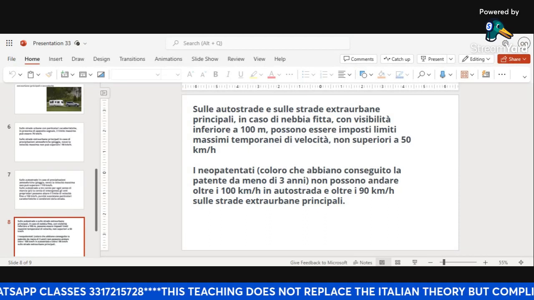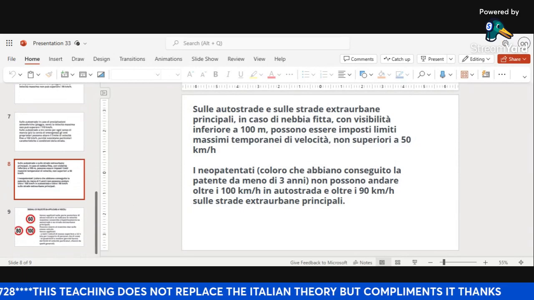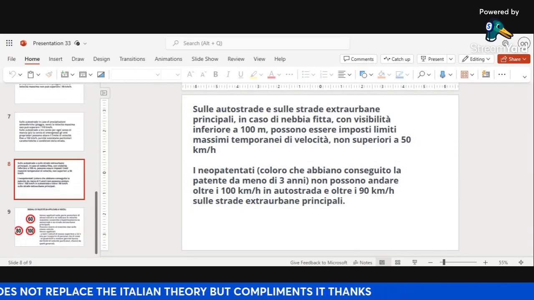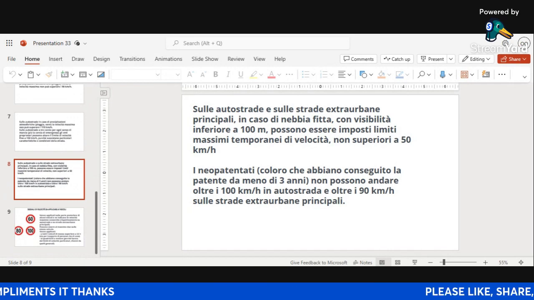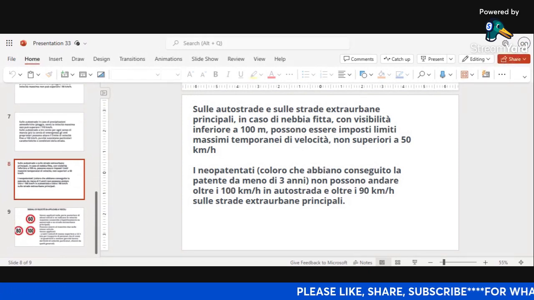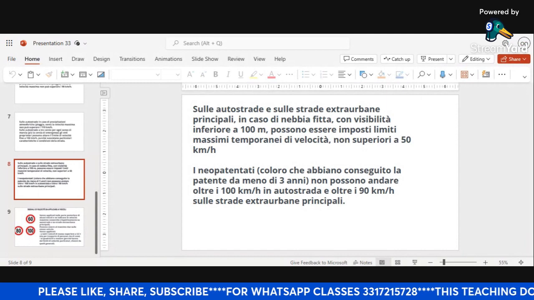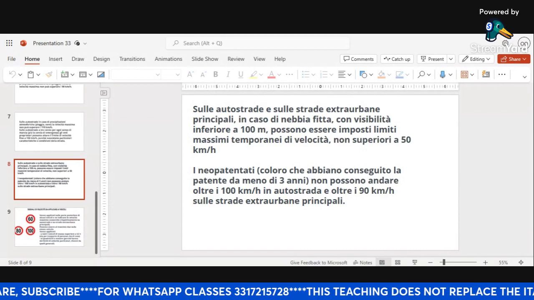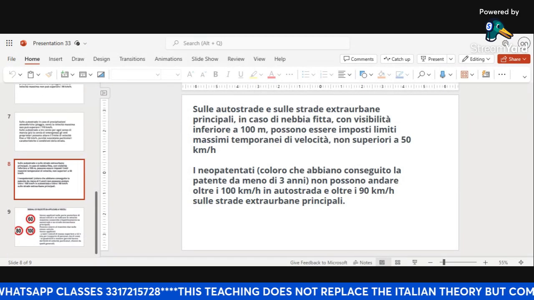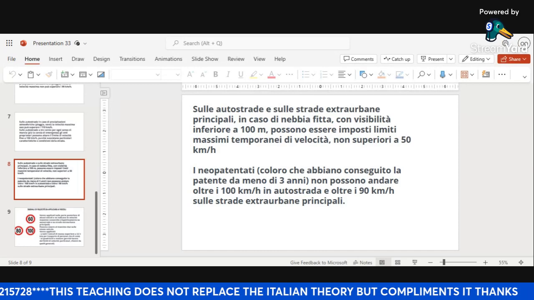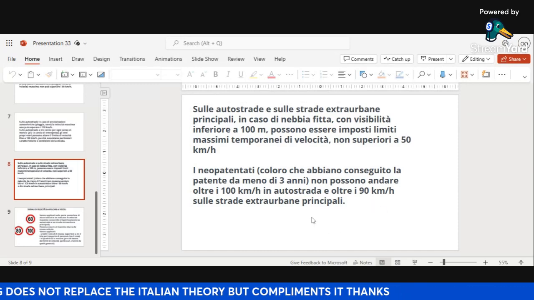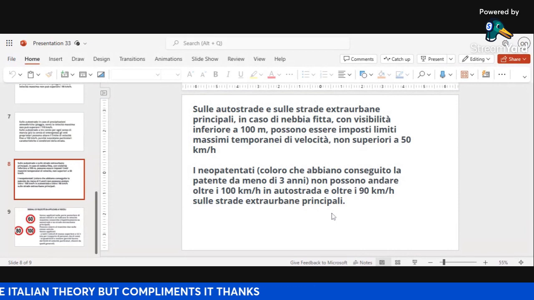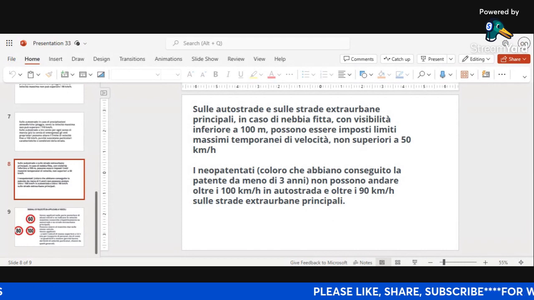Now, we have another one here. He said, neopatentati, people who just collected their license. Coloro che abbiano conseguito la patente da meno di 3 anni. These people have just collected their license less than 3 years ago. Attenzione, less than 3 years. Non possono andare oltre i 100 km per ora in autostrada e oltre 90 km per ora su strade extraurbane principali. Now, if you find yourself in category B, you just collected your license, less than 3 years, it means between 1 to 3 years.